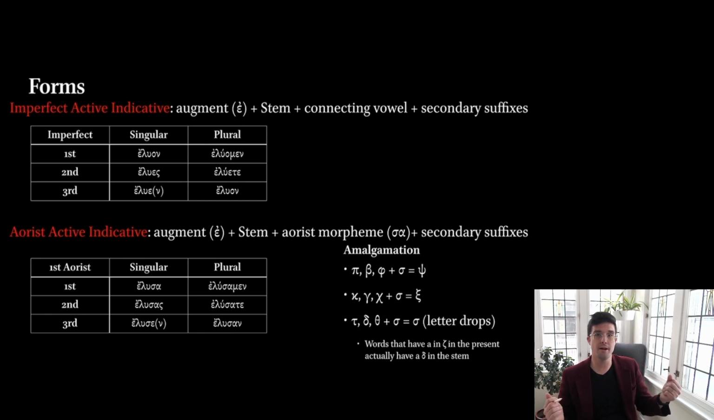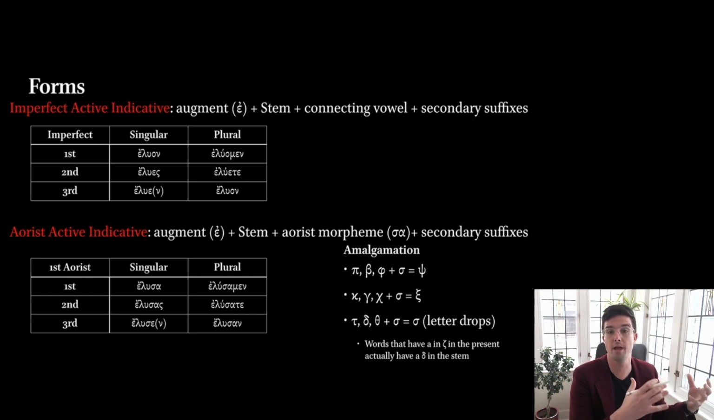And the only other thing to note, we need to hearken back to amalgamation, which we talked about a few weeks ago when we introduced the future tense. Remember that sigma does not like to stand next to other letters, that certain changes will happen when a sigma comes into contact with certain letters. So we saw this with respect to the sigma tense formative of the future tense. And this is also going to happen when the sa morpheme of the aorist comes in contact with certain stem endings that end in these letters over here.